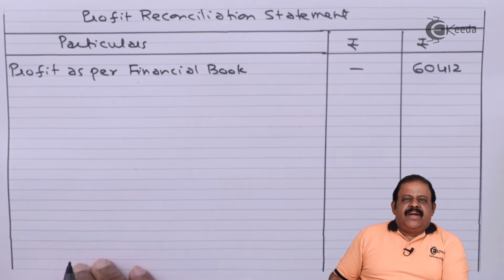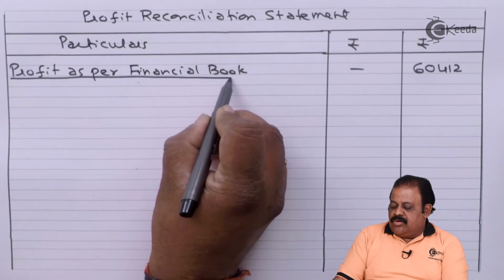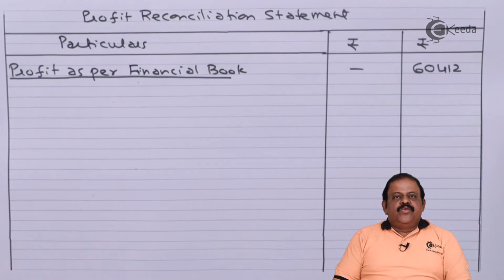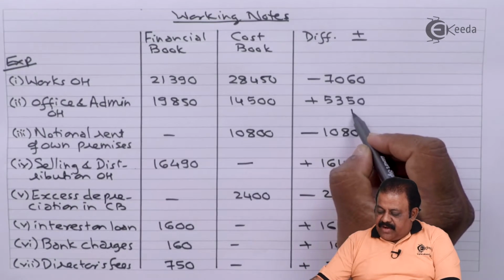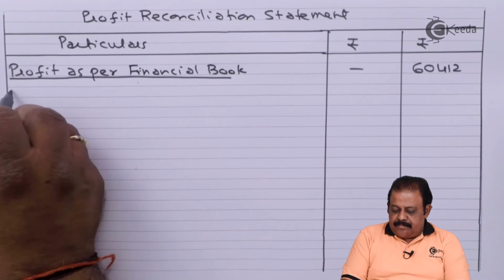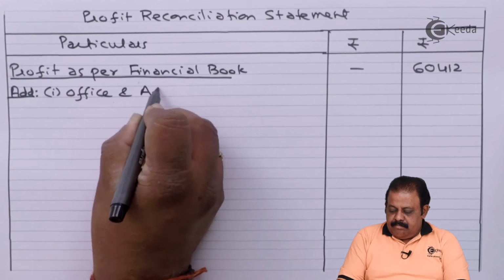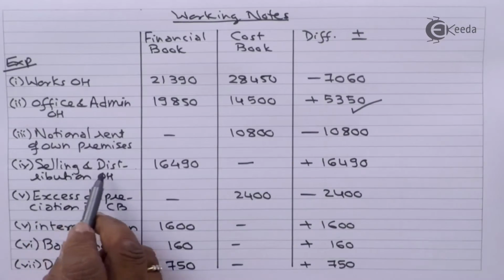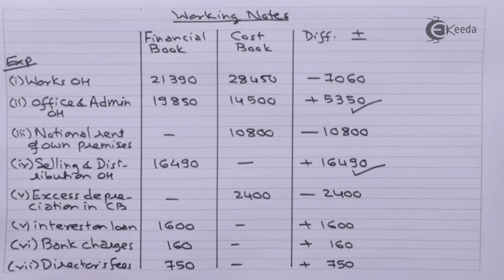We have only profit as per financial book. We'll be starting with that profit as per financial book, so that we can arrive at profit as per cost book. Now we'll be using working note to add and subtract items. Office and administration overheads to add 5350. Selling and distribution overheads 16,490.